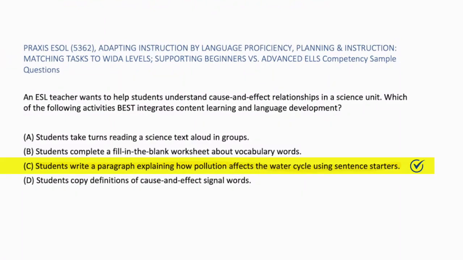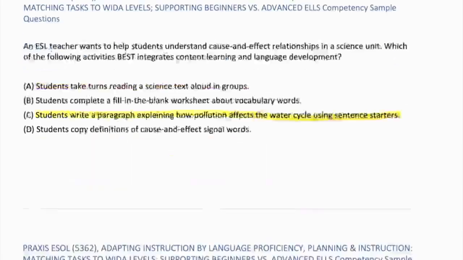The correct answer is C. Students write a paragraph explaining how pollution affects the water cycle using sentence starters. This task integrates content, pollution in the water cycle, and language development, which is academic writing, using sentence frames, which supports ELs in building both content understanding and linguistic competence.